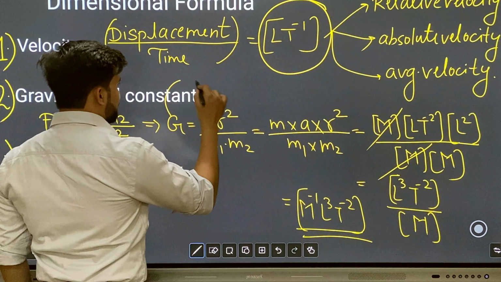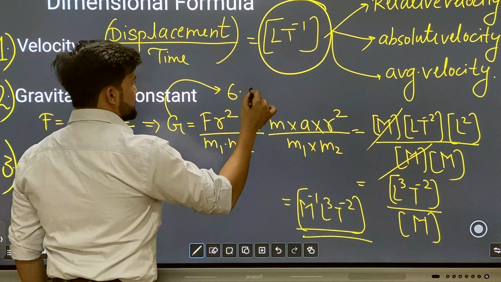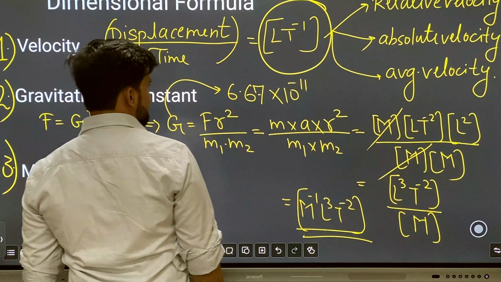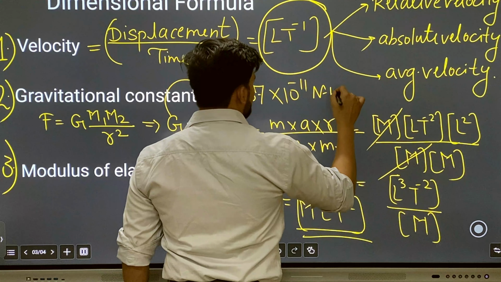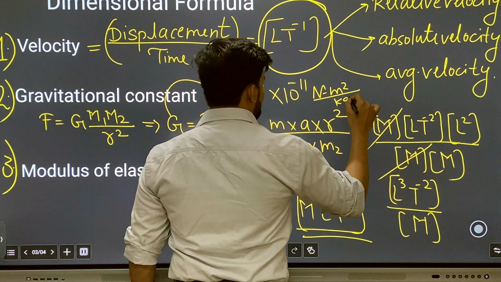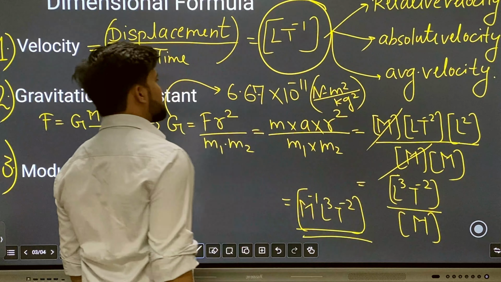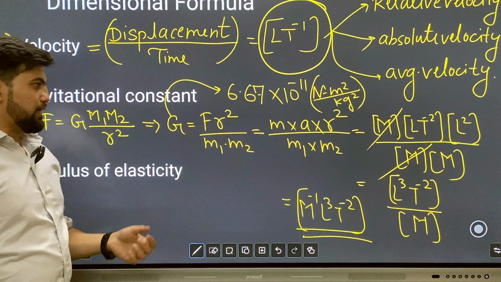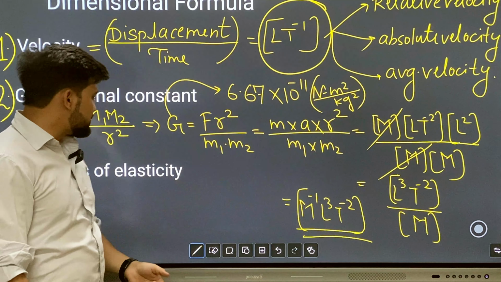One more important piece of information is that the value of capital G is given as 6.67 into 10 की power minus 11 Newton meter square upon kg square. This one is also important information that you have to remember, the value of gravitational constant capital G. In various numericals, you can use the value of capital G like that.